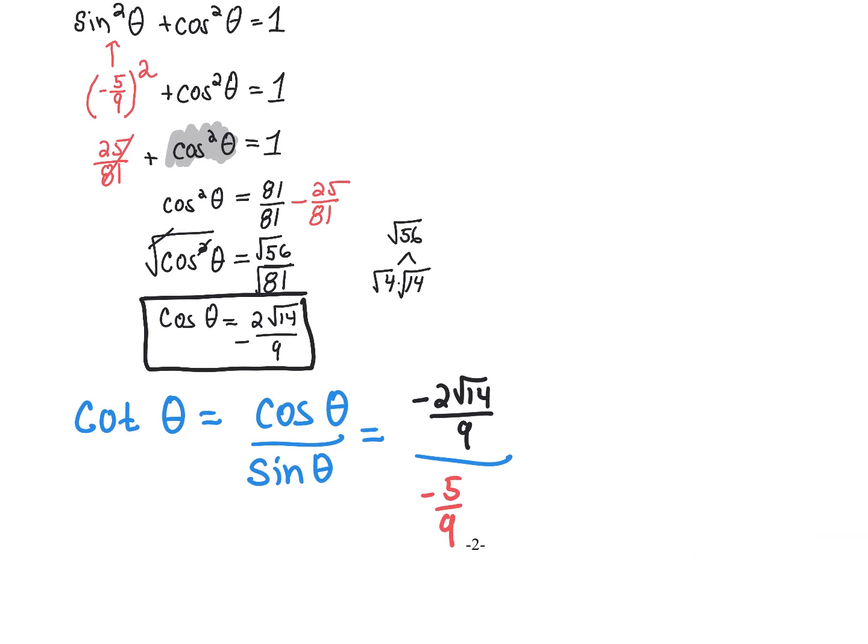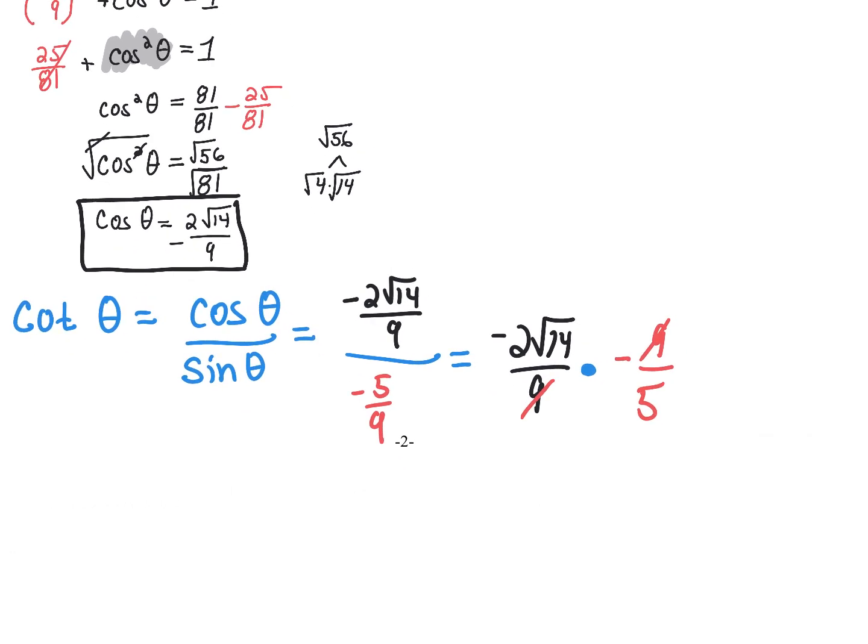This is a complex fraction, and to simplify it, we just do keep, change, flip. So I'm going to keep 2 root 14 over 9, change my division to multiplication, and multiply by the reciprocal. So this will be negative 9 over 5. Your 9s do cross cancel. So what you get is negative 2 root 14 over 5. And that is our answer for cotangent. So now your problem is done.